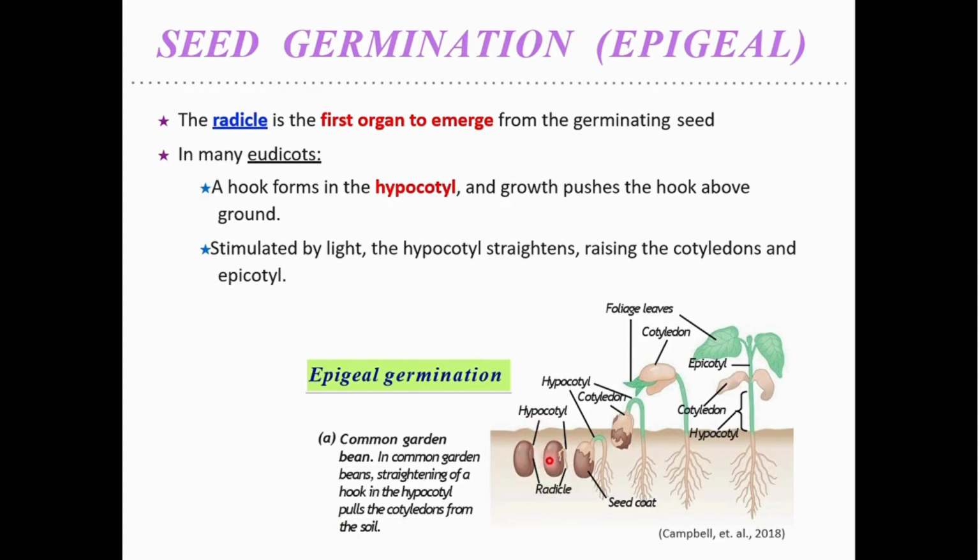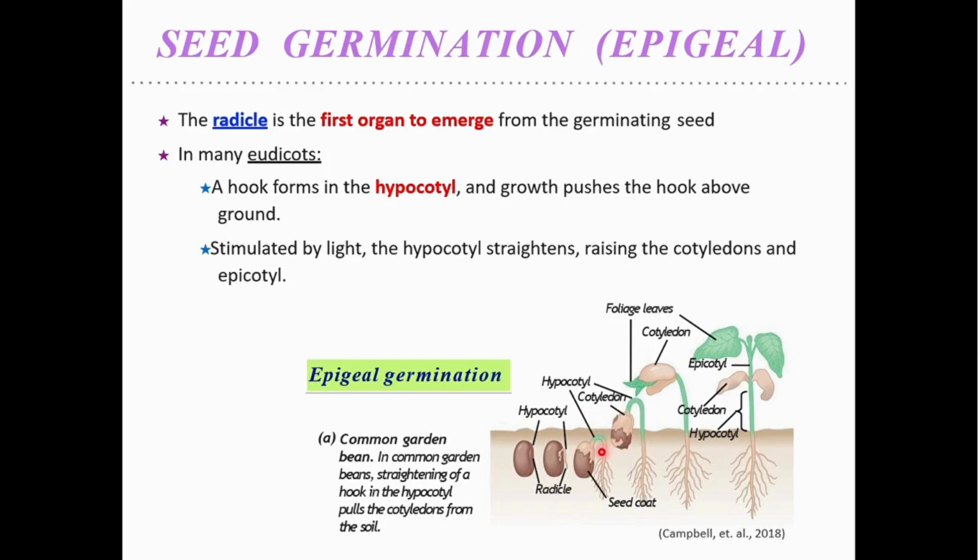From here, the seed, the first part that will emerge is the radicle. And then the root will start to grow. And then the hypocotyl is the curved segment here.